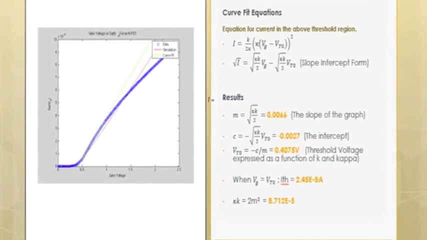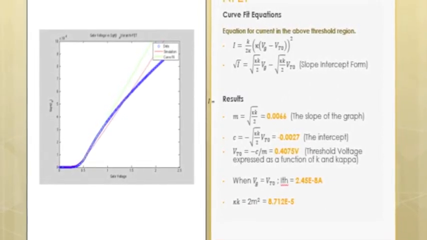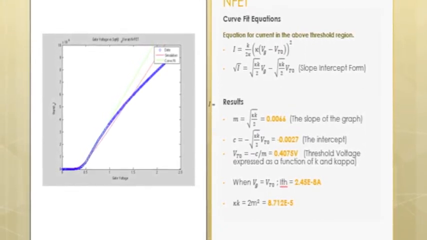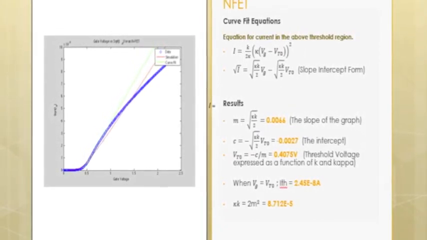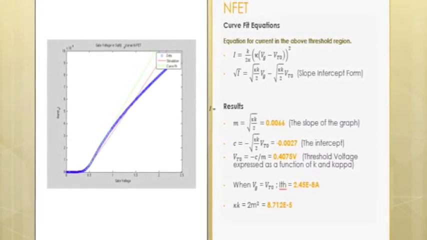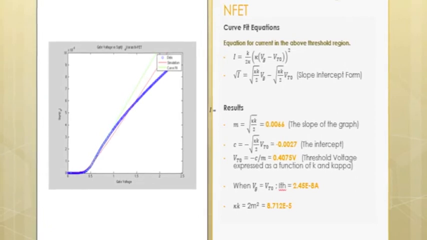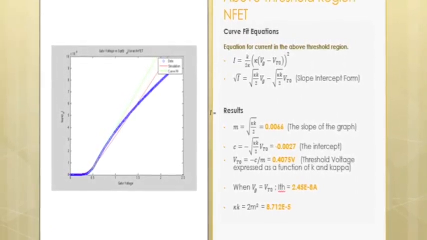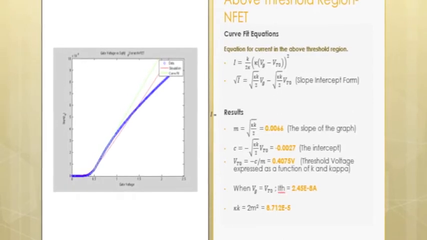From the listed equations we found a slope-intercept form for the square root of the channel current versus gate voltage, where we can pull out the parameters for threshold voltage in terms of K and kappa, the threshold channel current, and the equation relating K and kappa. As you can also see, the simulation data is close but not exactly correct.